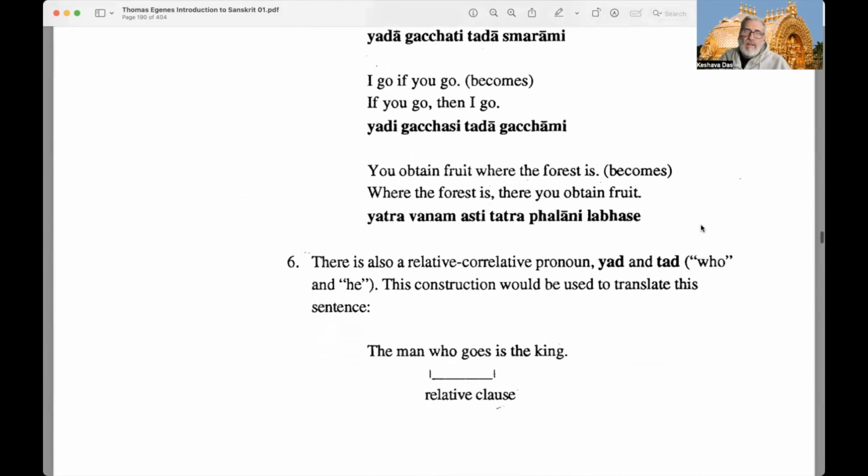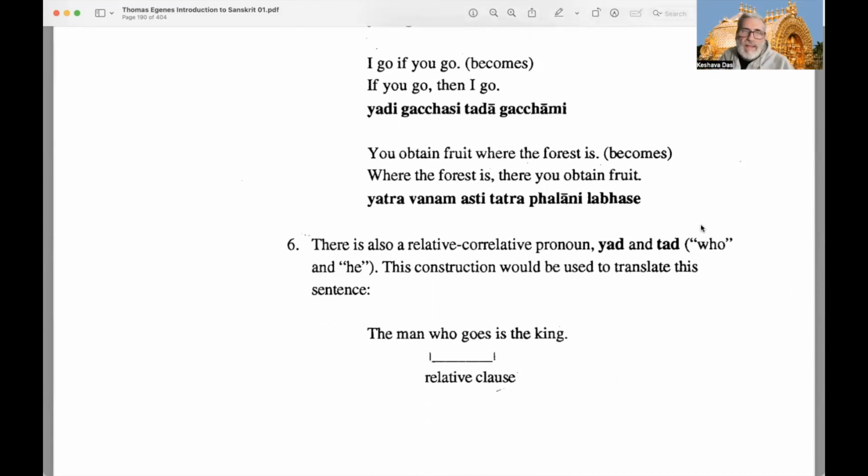Now we have one, if I go. You might say, yeah, I go if you go. Literally it is, if you go, then I go. So yadi, if, tada, then. Yadi gachasi, tada gachami. Tada gachami means I go. That tada means then. Yadi gachasi means you go. So yadi, if you go, then I go.